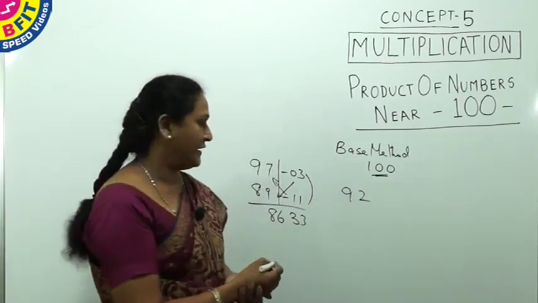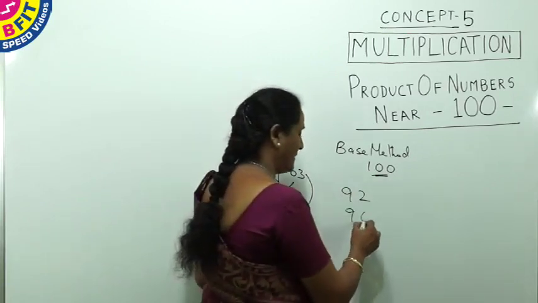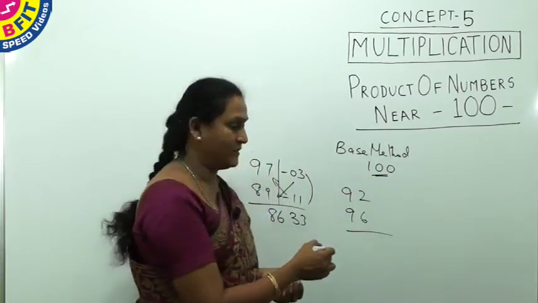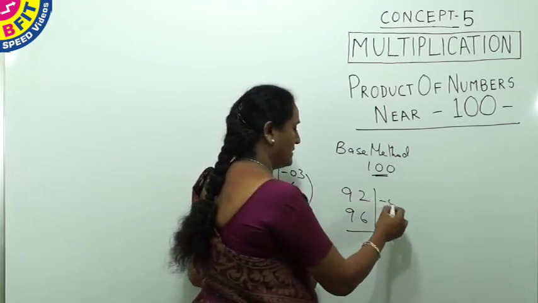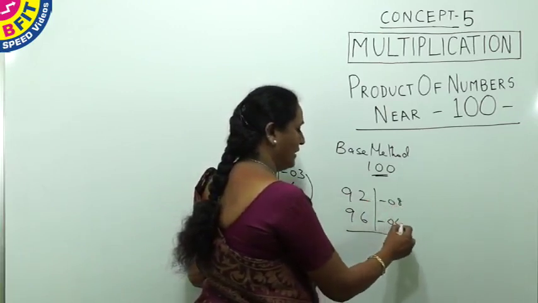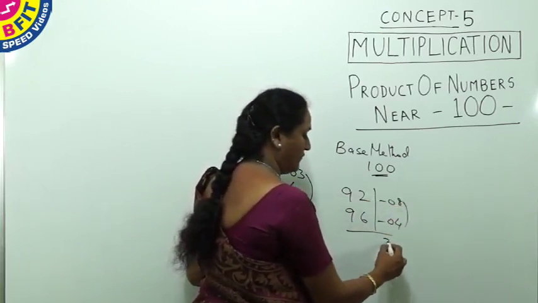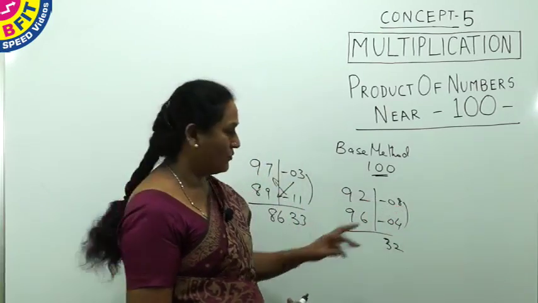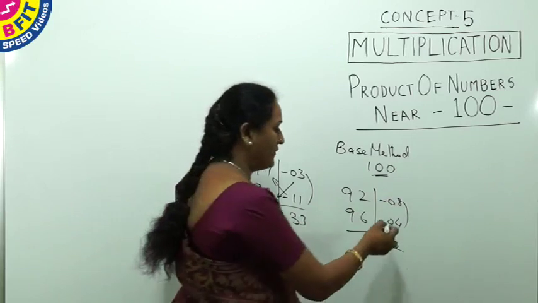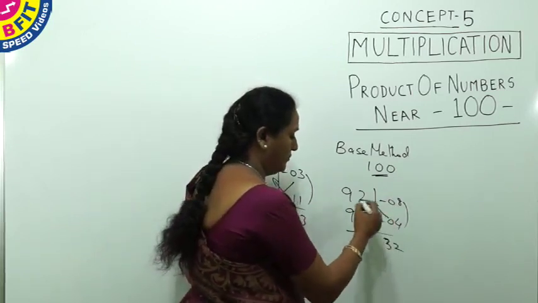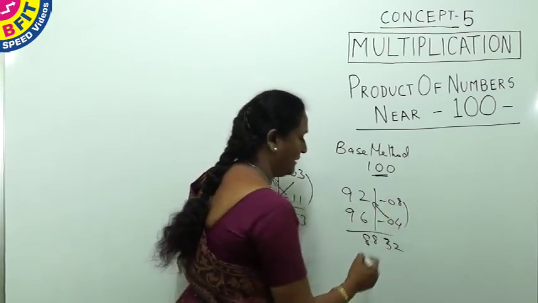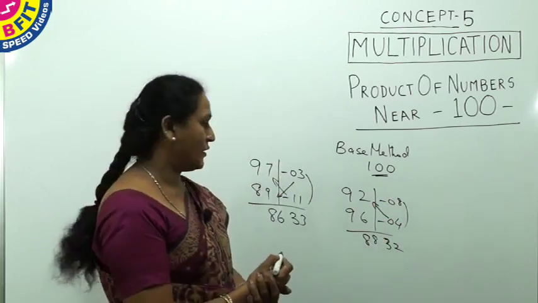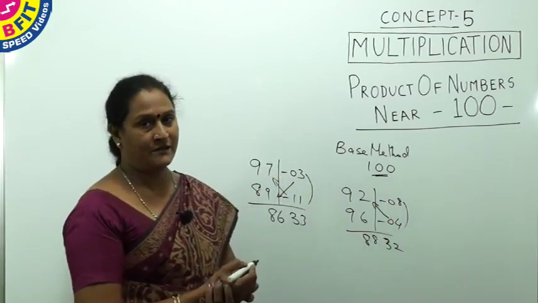What is the product of 92 and 96? This is 8 less, this is 4 less. The product of 8 and 4 is 32. Subtract 4 from 92 or 8 from 96. So we can subtract 4 from 92. It is 88. So 8832 is the product of 92 and 96.